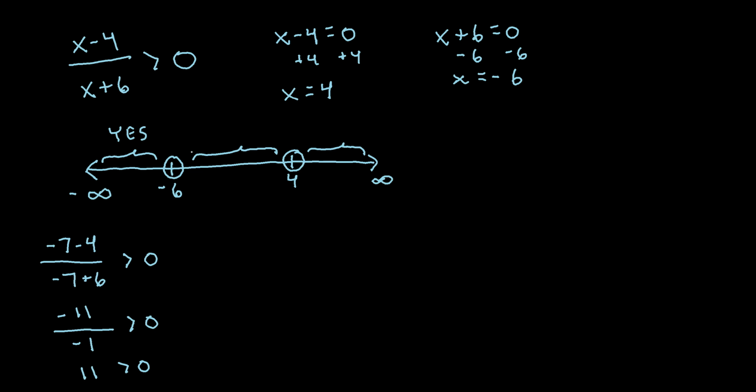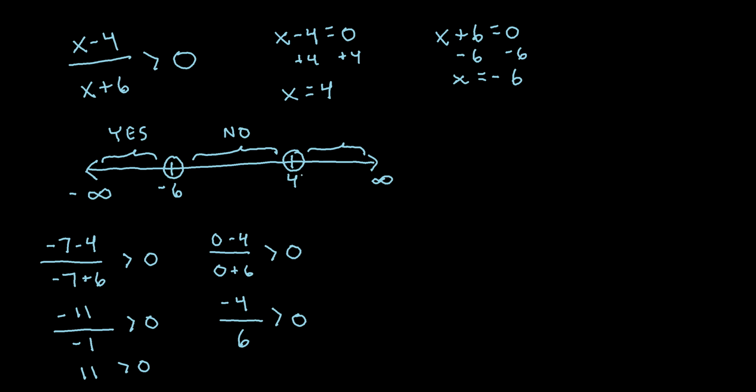All right, let's check out this next region. We have negative 6 to 4. Let's pick a number in this region and plug it in for x and see if this expression is true. So let's pick 0 just to make things easy. So let's say 0 minus 4 over 0 plus 6 is greater than 0. So 0 minus 4, that's negative 4. 0 plus 6 is a positive 6. So is negative 4/6 greater than 0? No, it's not. So we're going to write a no for this region right here. So values in between negative 6 and 4 do not produce a number greater than 0.